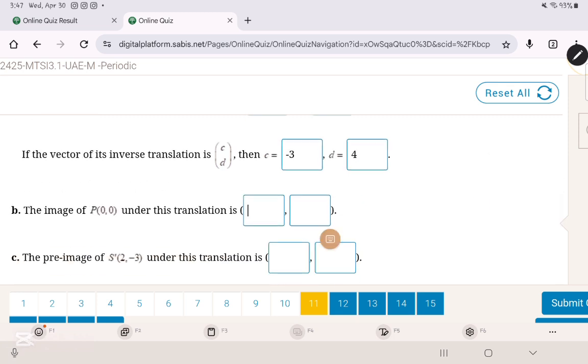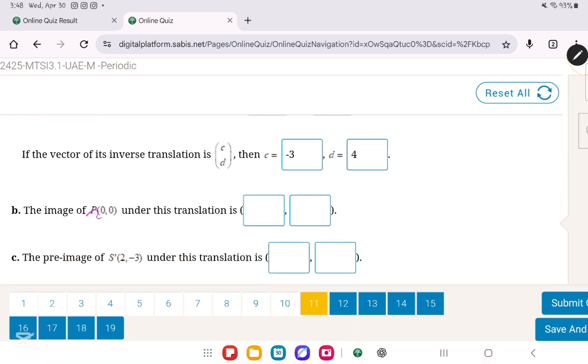They said the image of P00 under this translation. So they give you original, you have the vector. So point 0, 0 plus the vector which we found above to be 3 minus 4. You will put it and you will get 3 minus 4. So over here it's going to be 3 minus 4.